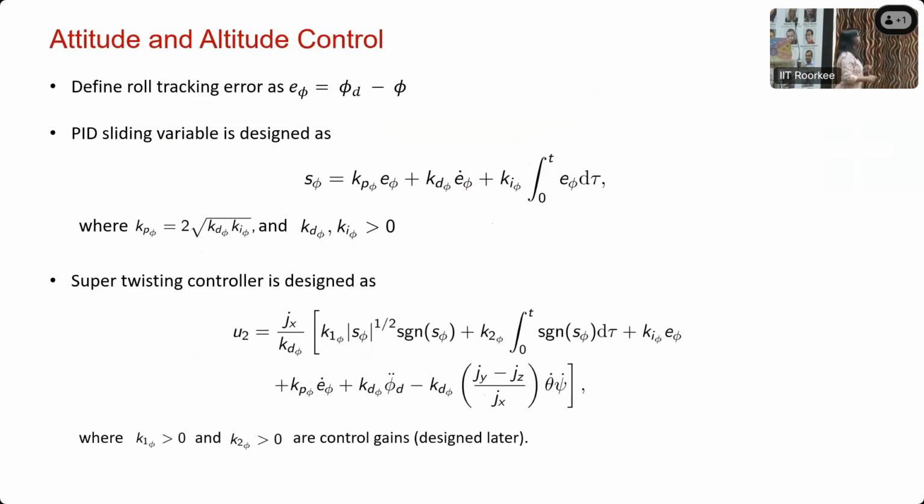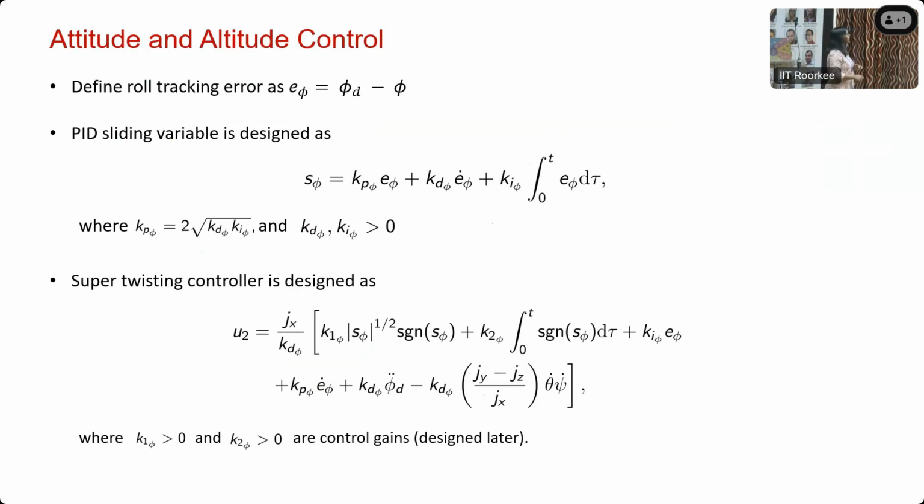The first step will be to define the tracking error. First we define the tracking error as phi d minus phi, and then we have proposed a PID sliding surface where we have these 3 terms. Normally, if you have studied sliding mode control, you would have seen the P and D terms in the sliding mode control. Here we have also added this I term to reduce the steady state error. After certain analysis, you will find a relationship between KP, KD, KI. That is done for the asymptotic stability of the error, which I'll show later.